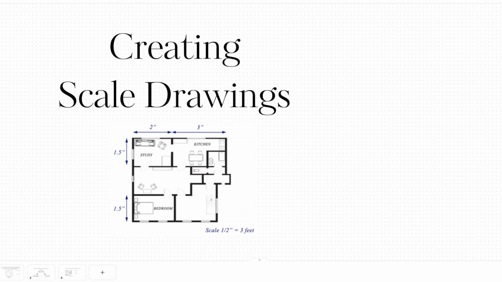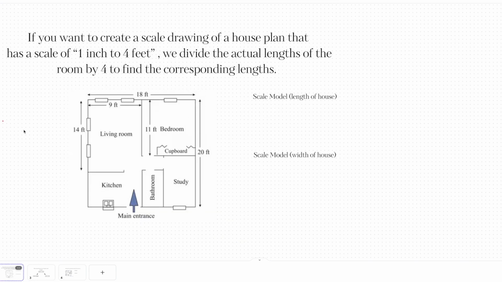All right. So first of all, take a look at this diagram here. Here we have a house, right? We have a living room, a bedroom, a study, another bathroom, a main entrance, and a kitchen. And notice how the real life dimensions are included. So it looks like the length of the house is 18 feet. The width of the house is 20 feet. So again, these are all the real life dimensions of the house.